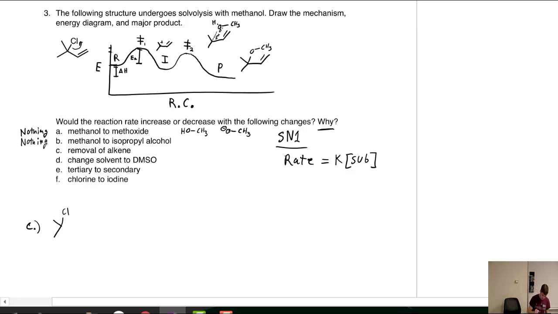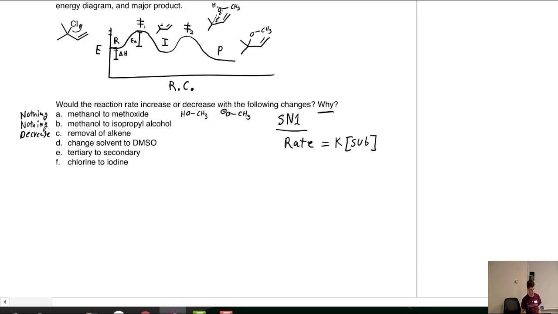So I'm going to erase it, and we'll say decrease. And we'll say worse leaving group because the carbocation is not as stable. So now this one's a little bit tricky, and yet again, depends on your answer. So D. If we change the solvent to DMSO, so it'll be aprotic. Aprotic, exactly.